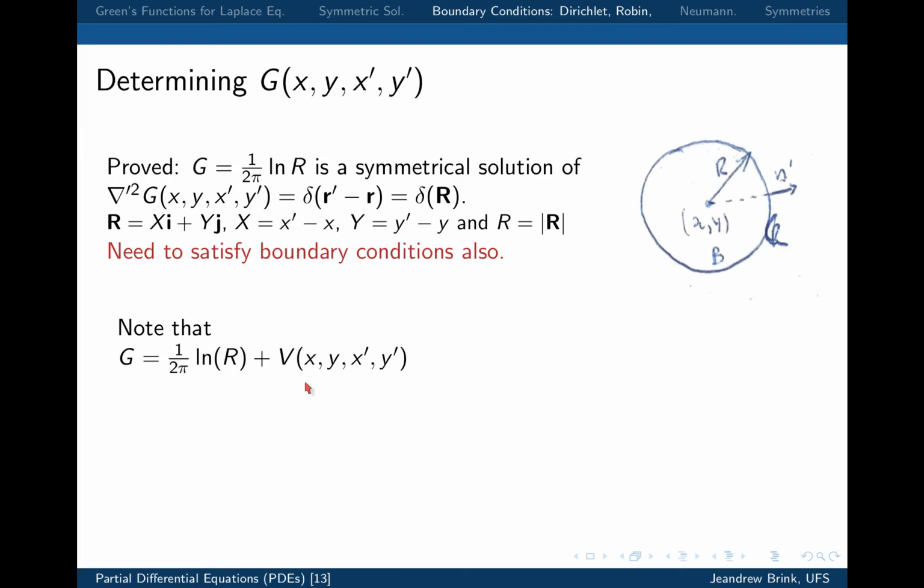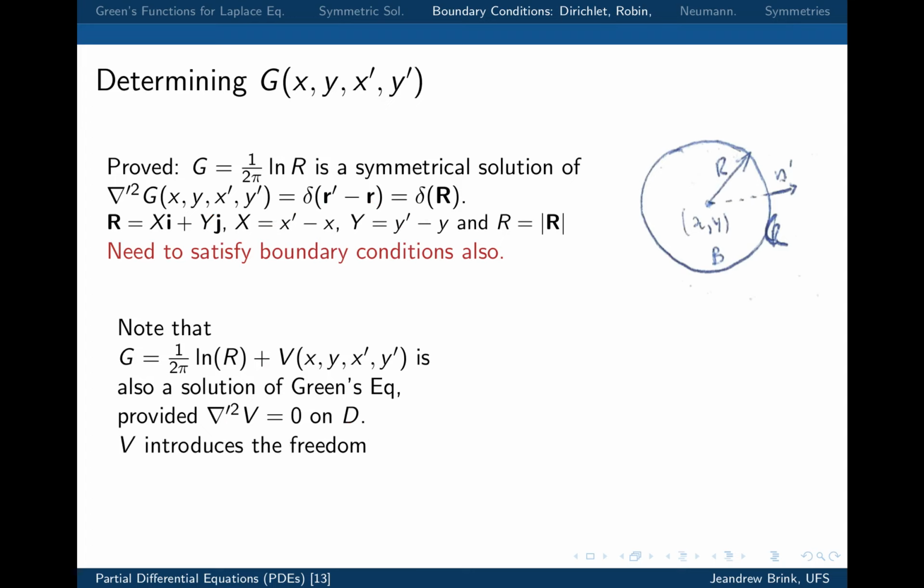And we choose this other thing so that it obeys the boundary, so that the boundary conditions are satisfied. So the first thing to note is that it is a solution to the Green's equation, provided the Laplacian of V is equal to 0 on D. And that is easier to solve than that equation, in fact. And the Laplacian must be equal to 0, so the differential equation is solved.